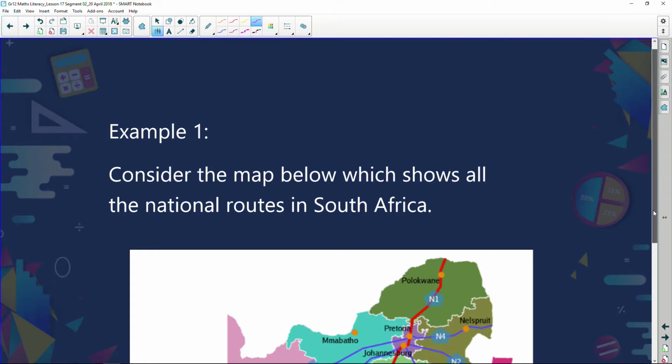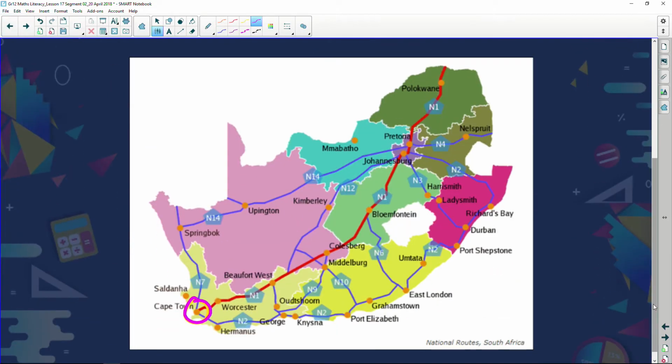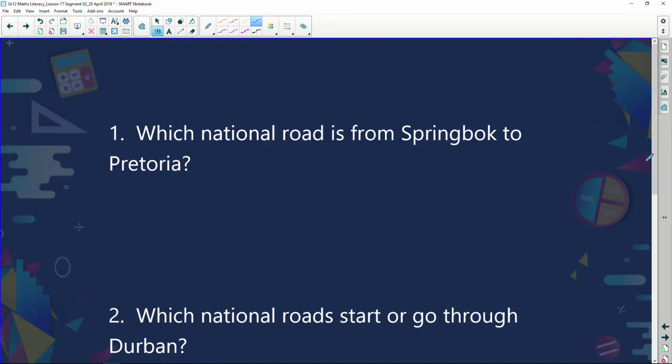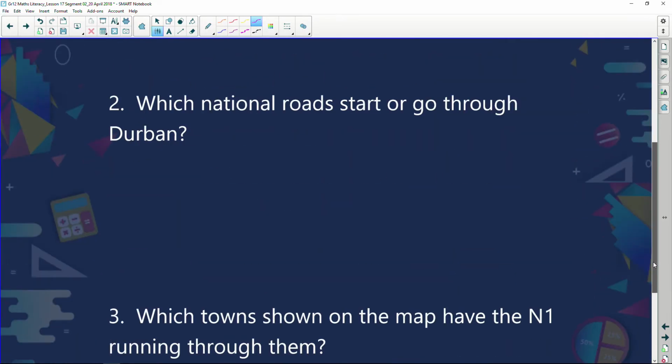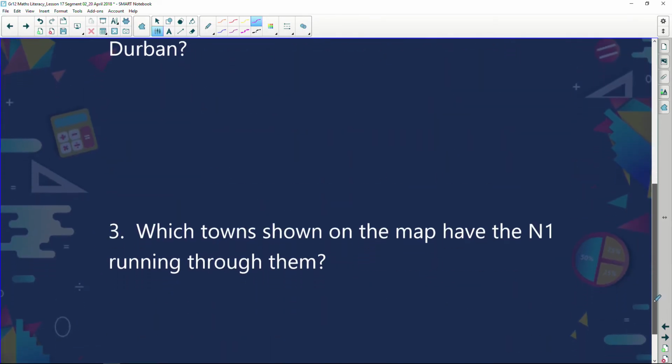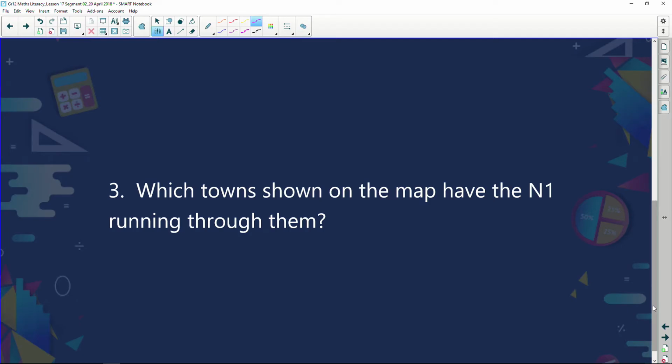Okay, so which national road starts or goes through Durban? We've already looked at that. We said the N2 goes through Durban and the N3 starts, or ends, in Durban, okay? We get onto the N3 here, and the N2 also goes through the Durban metropolitan area. Now, which towns shown on the map have the N1 running through them?